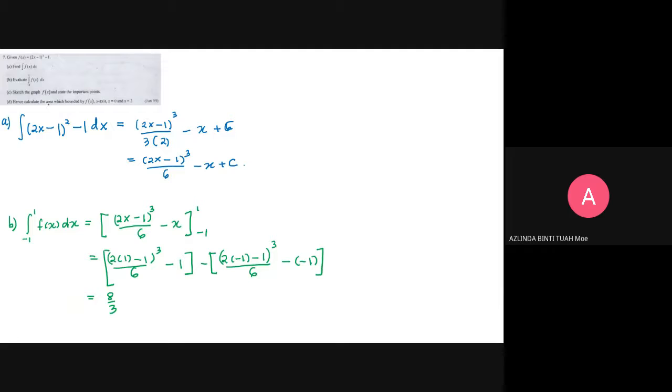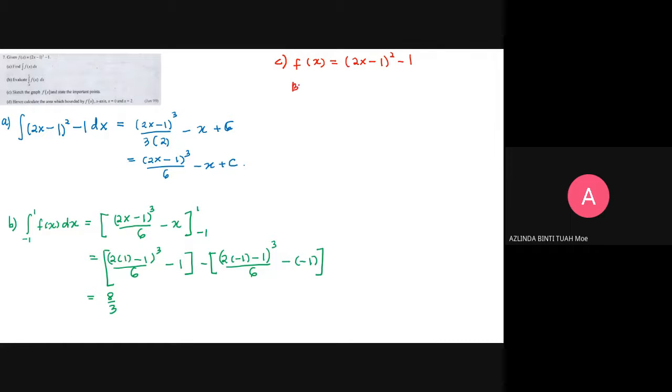Okay, part C, sketch the graph of fx and state the important points. Important points means the special point of the function. Dekat sini dia ada quadratic, means we have to mention and state the x, y intercept and also the minimum point. Since this is positive x squared, we have minimum point. So it's better for us to follow all the guidelines from basis, so that we can find out all the important points.